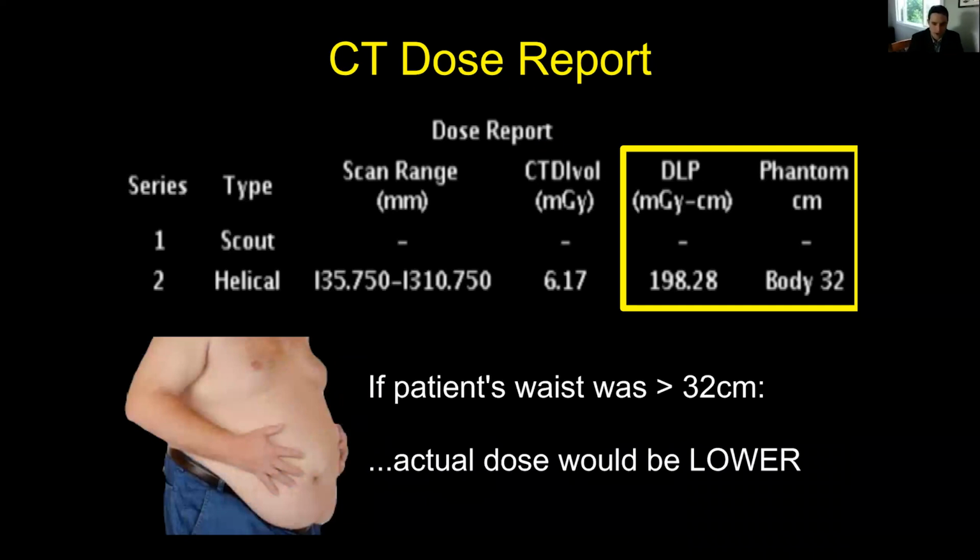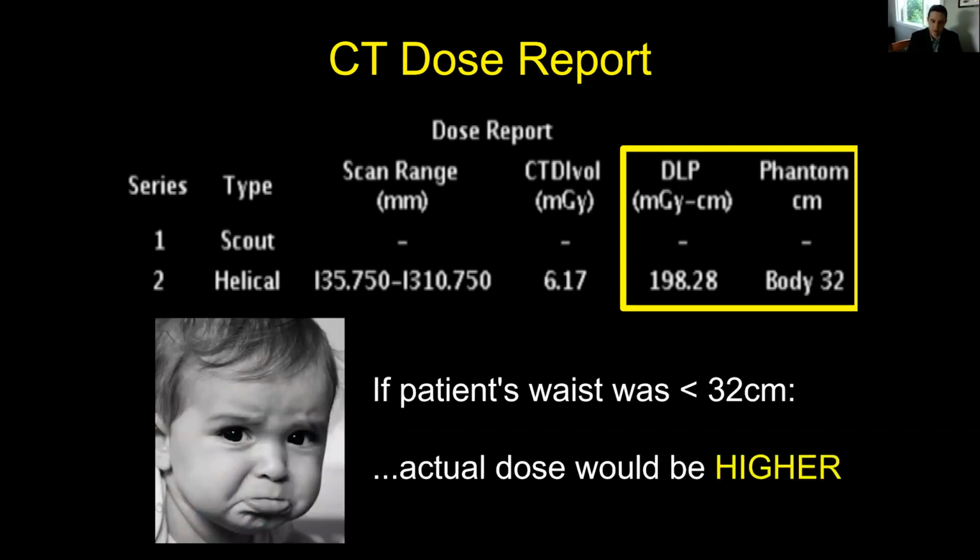Now, what if the patient was bigger than the phantom? So the technologist picked a phantom that was correct, the body 32, but the patient has a bigger diameter of their waistline than 32 centimeters. In that case, the computer doesn't realize that the patient is bigger and the amount of dose imparted. So the actual dose, the real dose that the patient experiences would be lower than what the computer is estimating. Okay, so that's not so bad, maybe that's a good thing.